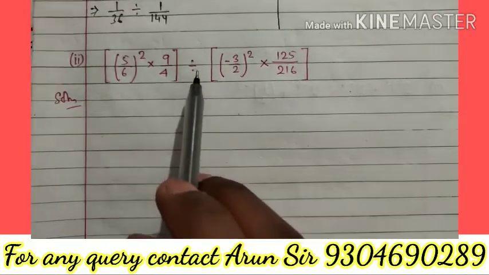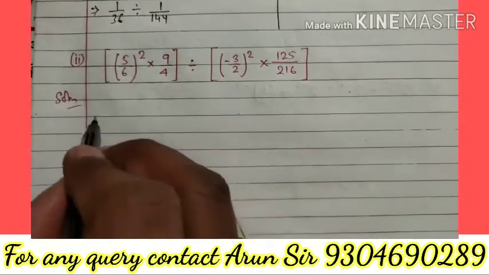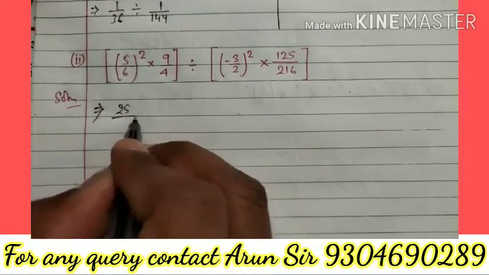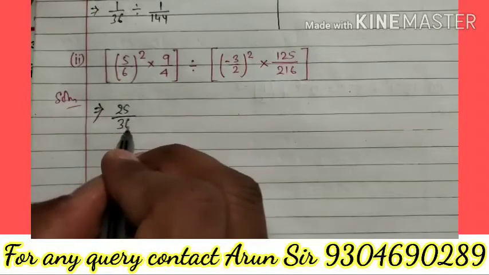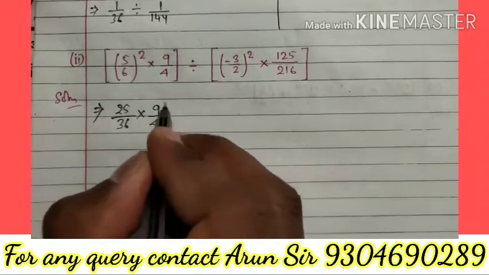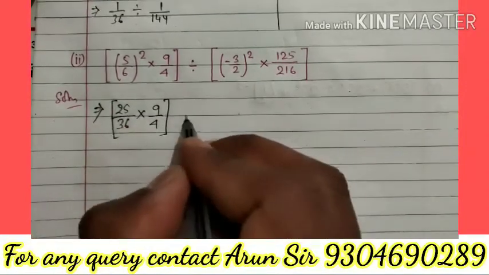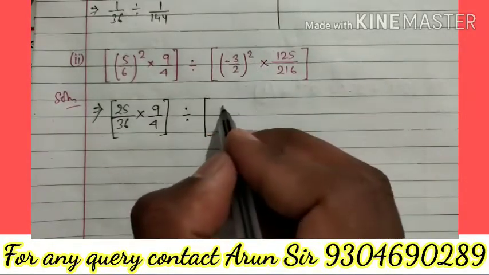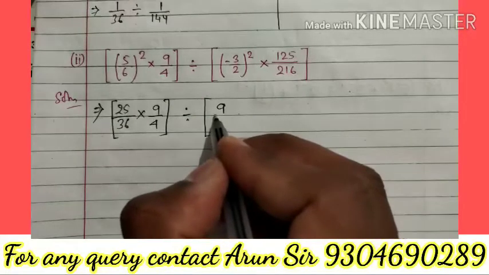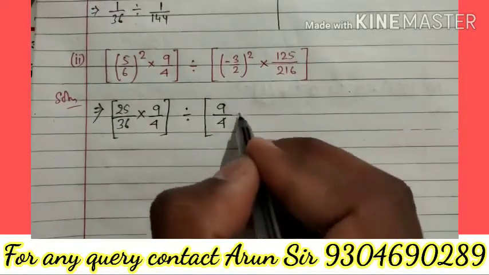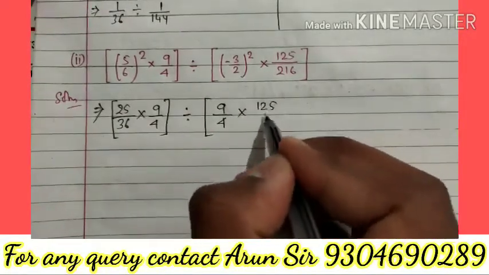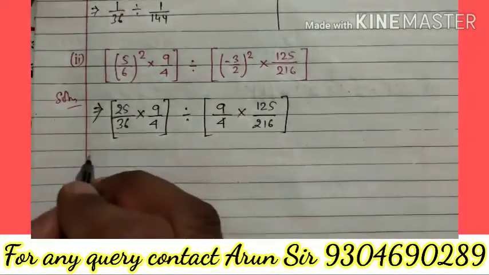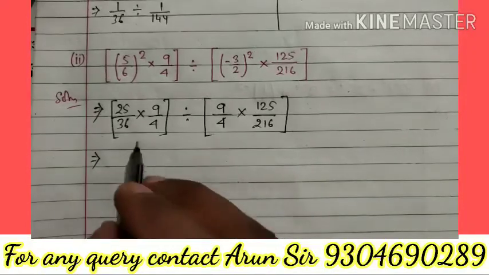First we will solve the term given inside the bracket. Our first step will be 5 square, 5 5 is 25, by 6 square, 6 6 is 36, into 9 by 4, divided by minus 3 square, minus 3 into minus 3, minus into minus plus, 3 3 is 9, 2 square, 2 2 is 4, into 125 by 216.